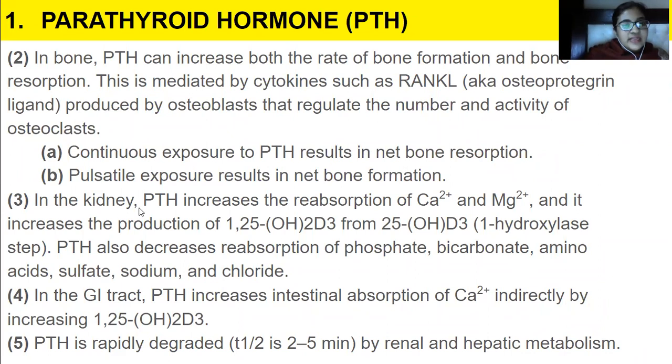In the kidney, PTH increases the reabsorption of calcium and magnesium and increases production of 1,25-dihydroxy D3 via the 1-hydroxylase step. PTH also decreases reabsorption of phosphate, bicarbonate, amino acids, sulfate, sodium and chloride. In the GIT, PTH increases intestinal absorption of calcium indirectly by increasing the quantity of 1,25-dihydroxy D3. PTH is rapidly degraded, with a half-life of just 2 to 5 minutes, by renal and hepatic metabolism.